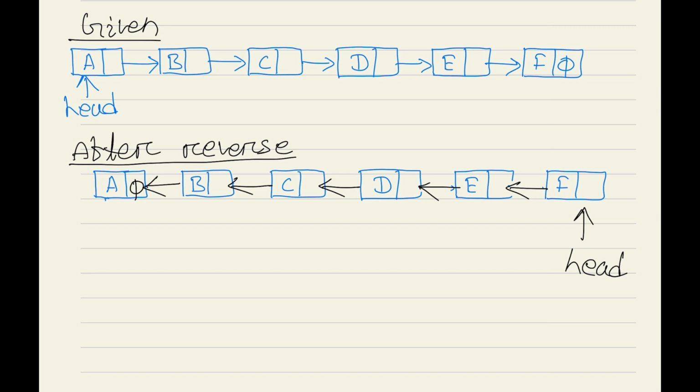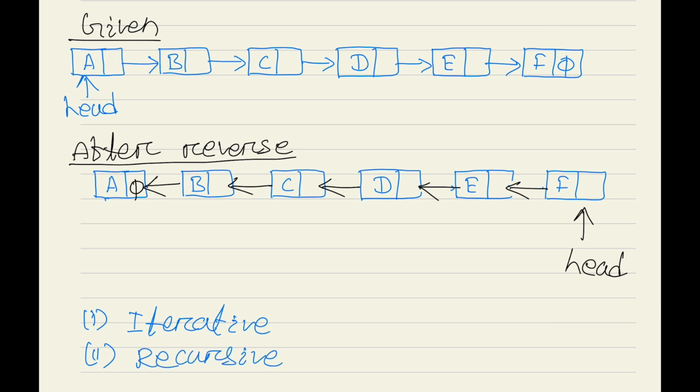So we need to change the direction of the reference in this scenario. So how can we do this? There are basically two approaches for this. One is the iterative approach and another one is the recursive approach. So basically two approaches are there. One is the iterative one, and the second one is recursive.